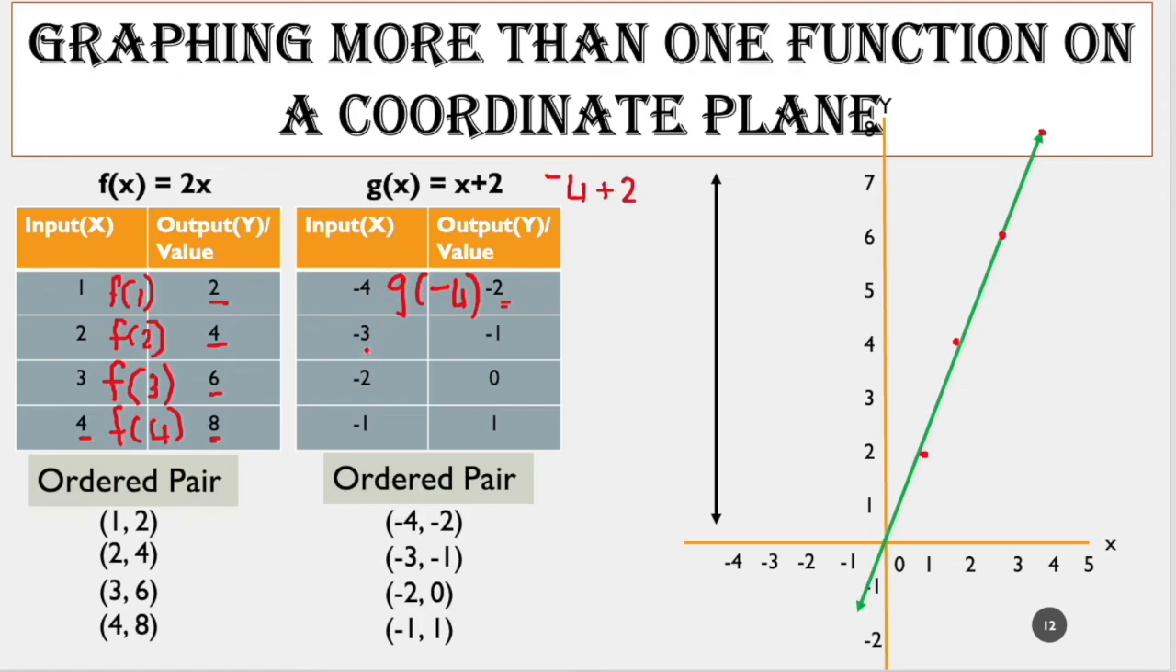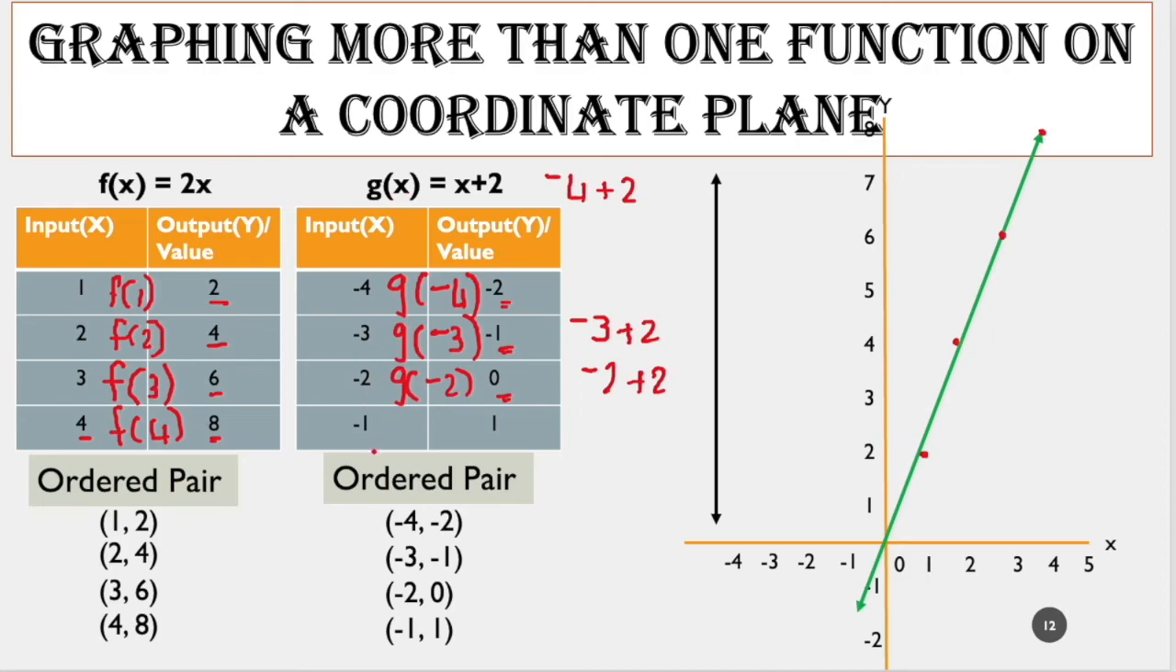Now if you input negative 3 to this function, what would be the value of the function, which would be g of negative 3? Wherever you see x, plug in negative 3. That means negative 3 plus 2, which is negative 1. Same way, if you input negative 2, which would be g of negative 2, wherever you see x, input negative 2. That would be negative 2 plus 2, which is 0.